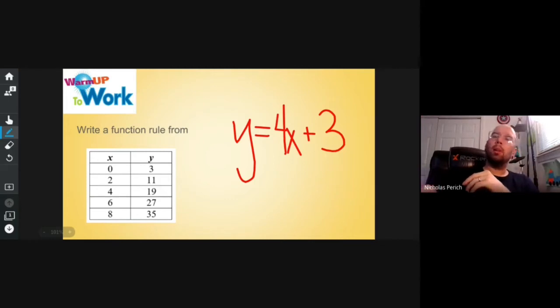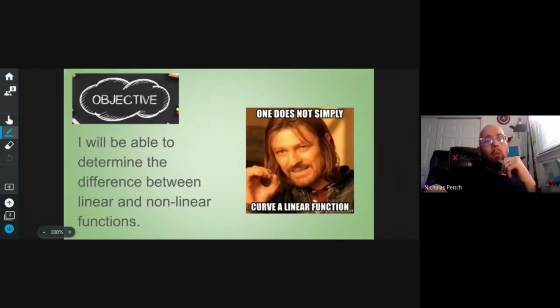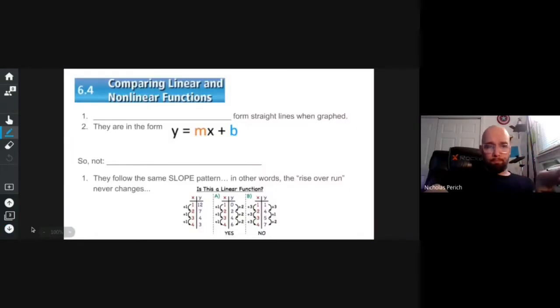No, that's me. So that's what we did only about a billion times in the first three sections of this chapter. What we're going to do today talks about what this chapter is mainly about, functions, but specifically linear functions. I will determine the difference between linear and nonlinear. So, comparing linear and nonlinear functions, section 4. Section 5 will be about looking at graphs. Section 6 will be about something called the vertical line test, and that should be the end of the chapter. So we're more than halfway through.